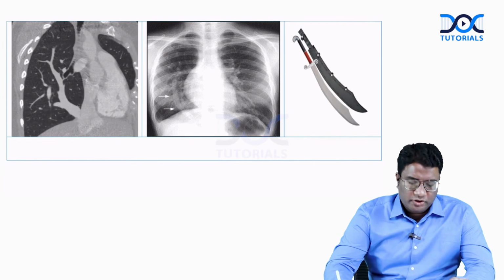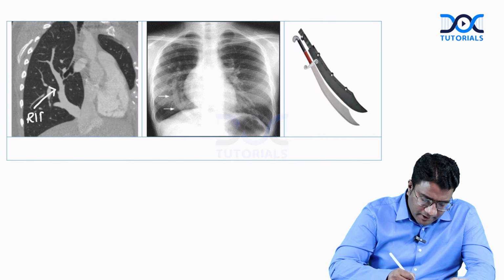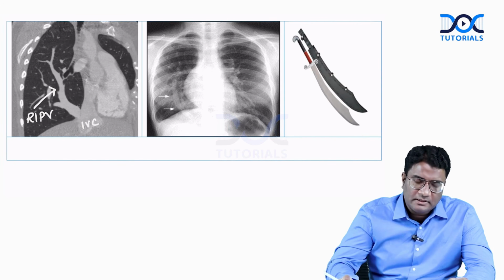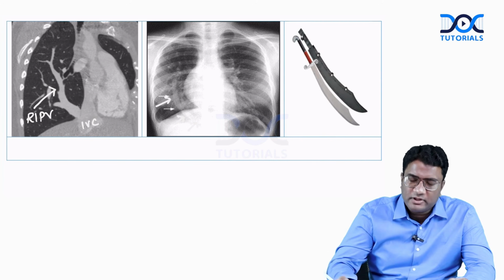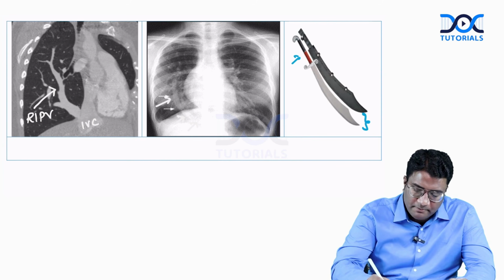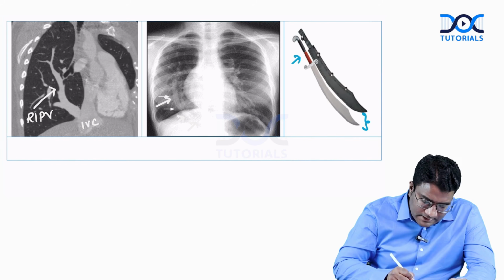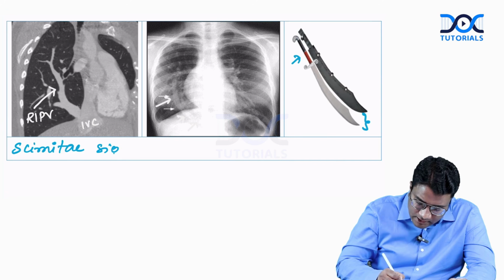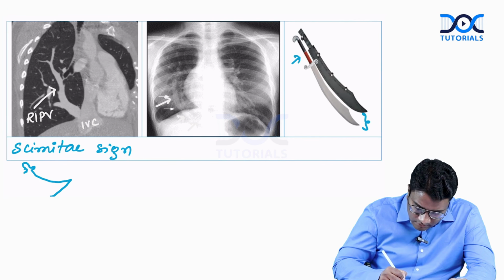Now look at this image here. Here you are seeing a right inferior pulmonary vein going and opening into the IVC. So when the right inferior pulmonary vein goes below the diaphragm and opens into the IVC, the lower part is broader compared to the upper part because it is opening into a major vessel. The lower part is broad. And what do you call this? This is called the scimitar sign. Scimitar is like the Turkish sword, where the upper part is narrower and the lower part is broad.